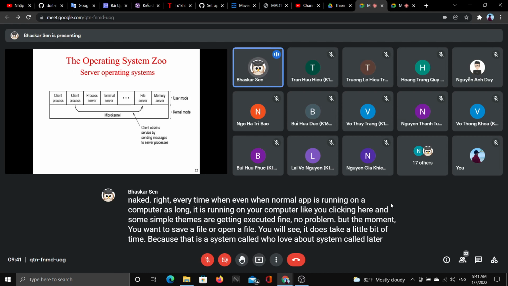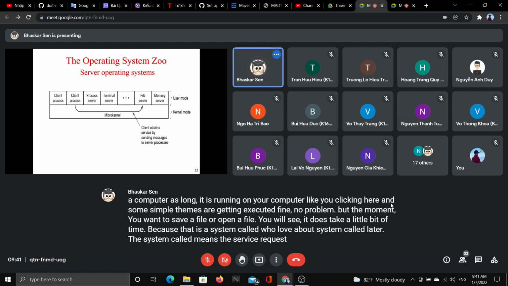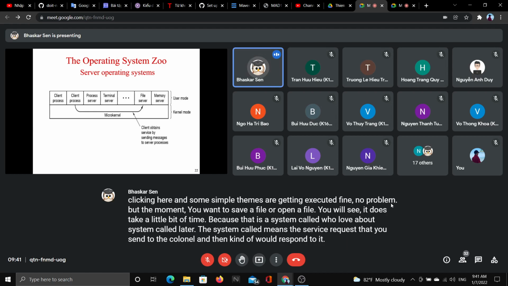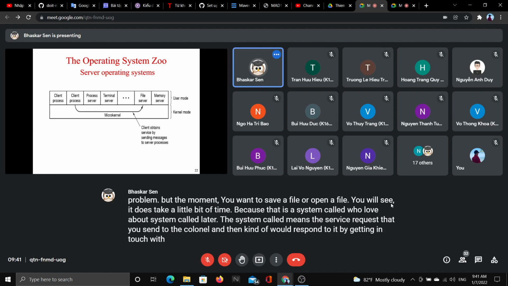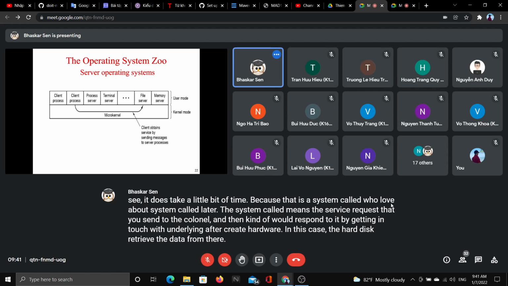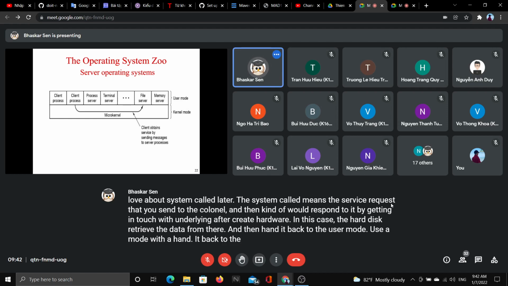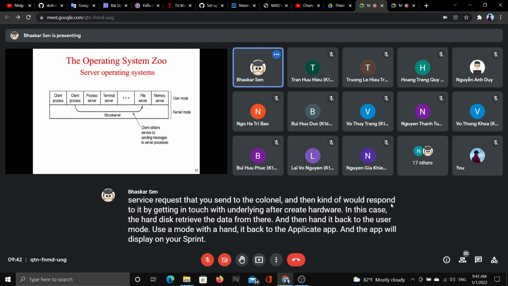A system call means a service request that you send to the kernel, and then the kernel will respond to it by getting in touch with the appropriate underlying hardware, in this case the hard disk, retrieve the data from there, and then hand it back to the user mode. The user mode will hand it back to the appropriate app, and the app will display it on your screen. So it does take a little bit of time.